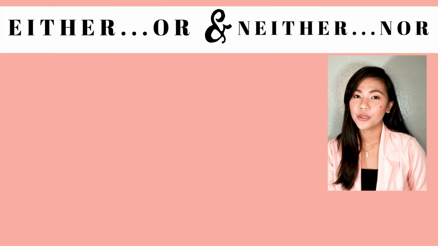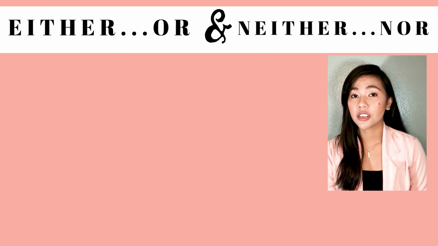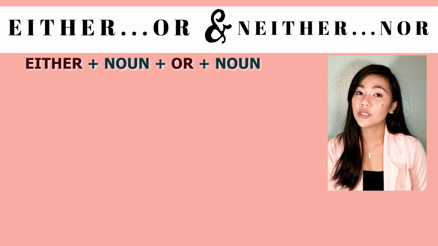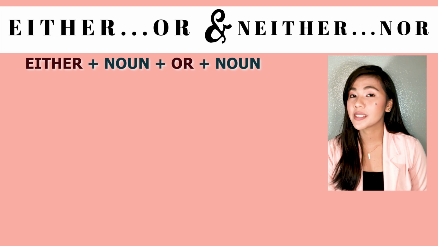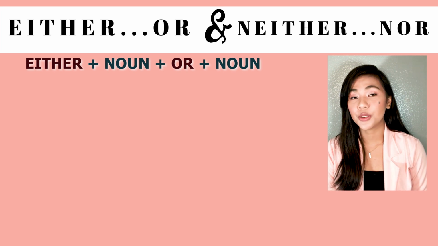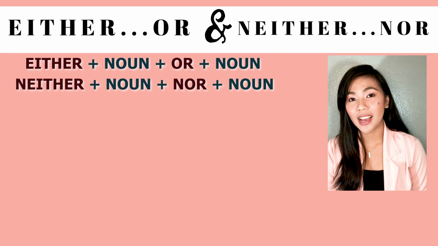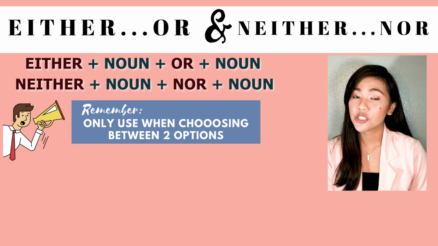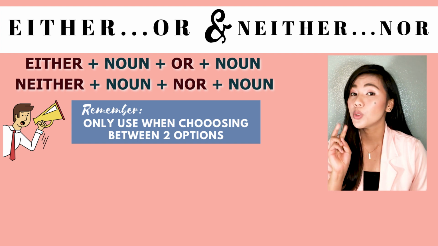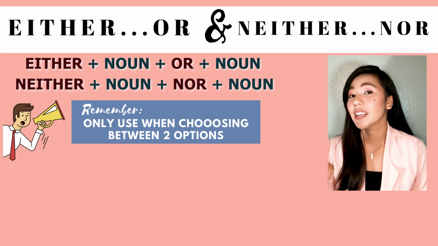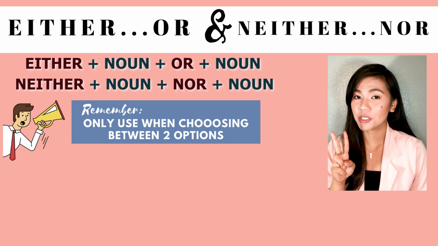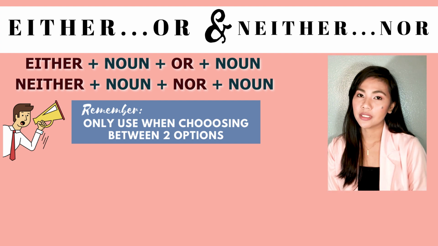Now let's look at how we use either...or and neither...nor. In terms of structure, we follow this pattern. For either, we use either plus noun plus or plus noun. For neither, we use neither plus noun plus nor plus noun. Always remember that we're using this structure when we're choosing between two options. Keep in mind, two options, not three, not four. Just two options. Let's take a look at an example.